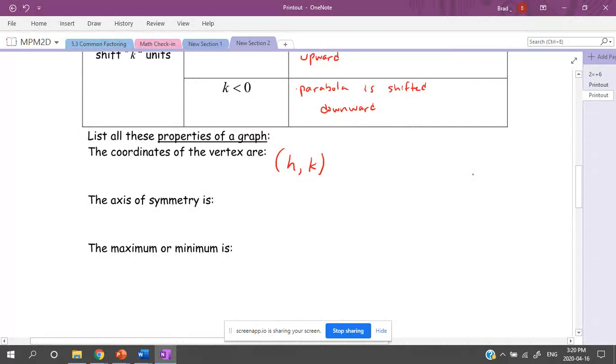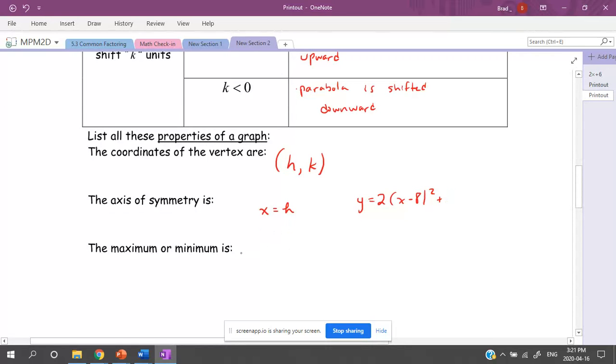This is one of the things I love about vertex form, it gives me that piece of information right away. The axis of symmetry is that vertical line that splits the parabola into two symmetrical halves. The axis of symmetry will just be x equals h, whatever h happens to be, right? So if we use the same formula as before, h here is going to be positive 8, so the axis of symmetry would be x equals 8, and that's a vertical line that passes through 8 on the x-axis.